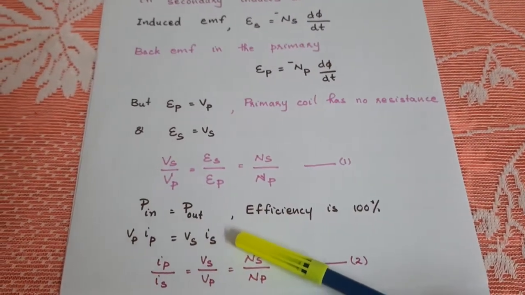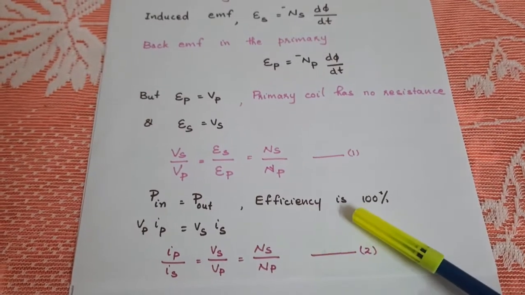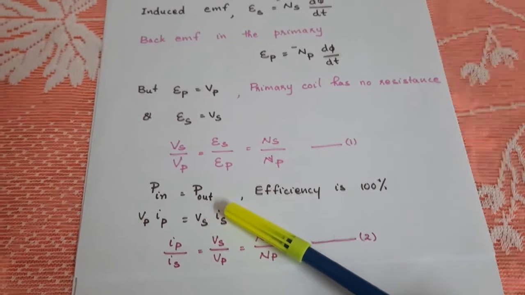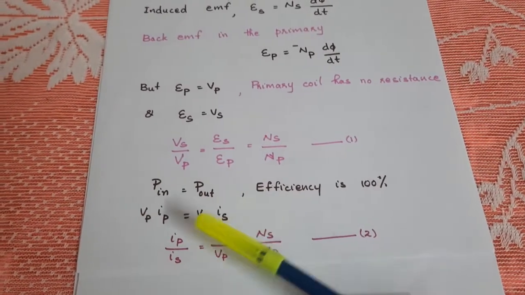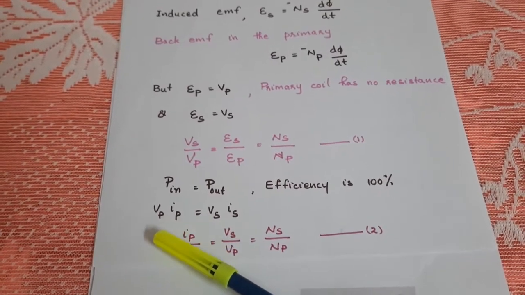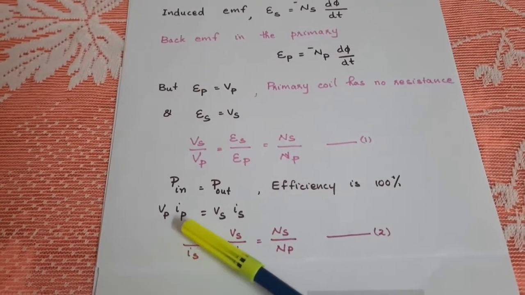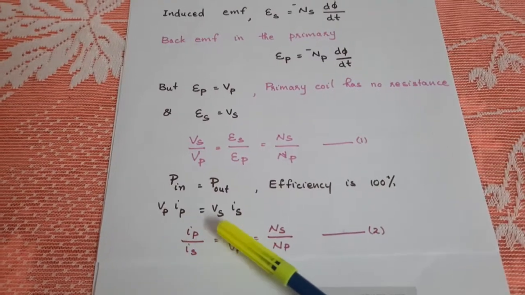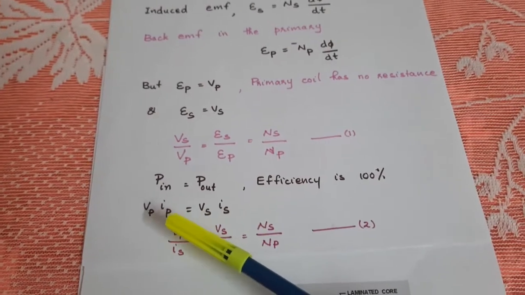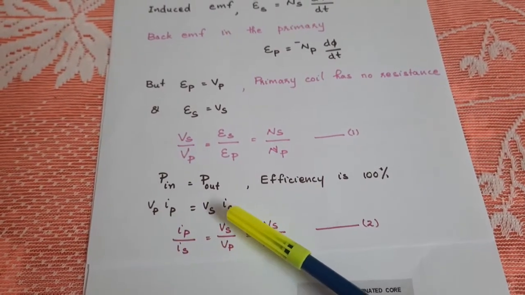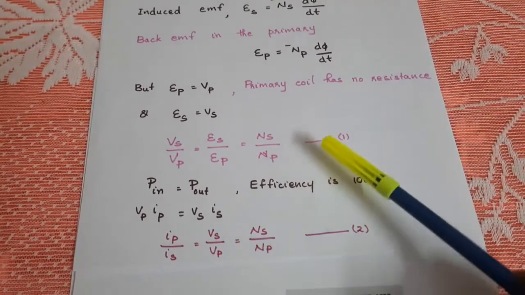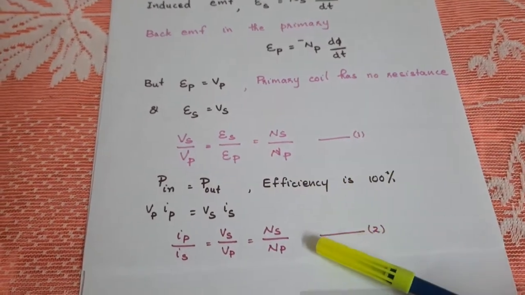And for an ideal transformer, efficiency is 100%. That is, input power is equal to output power. Power is the product of voltage and current. So the input power is Vp Ip is equal to output power Vs Is. From this equation, Ip by Is is equal to Vs by Vp. But Vs by Vp is Ns by Np.